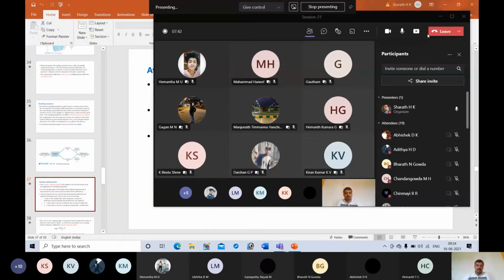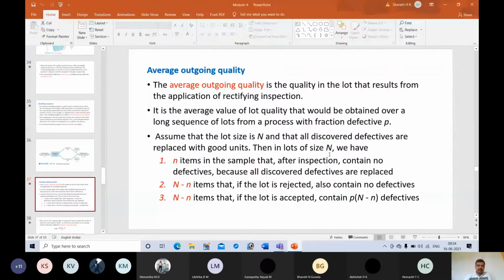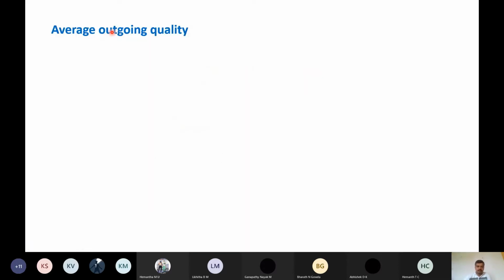In the previous class we discussed rectifying sampling. Average outgoing quality is also related to rectifying sampling. When you reject a lot, the lot will be subjected to rectifying sampling, where we go for 100% inspection, or the supplier of the lot will go for 100% inspection. Then we will take the average outgoing quality based on the quality of the accepted lots and the quality of the lots which are subjected to rectifying sampling.